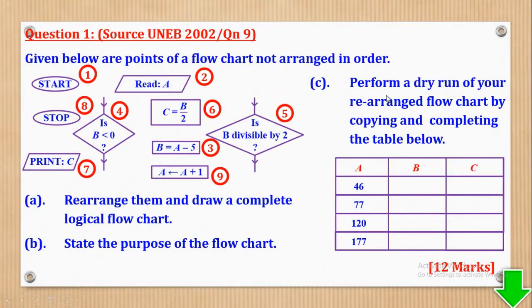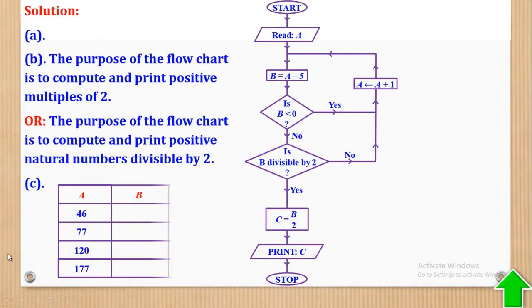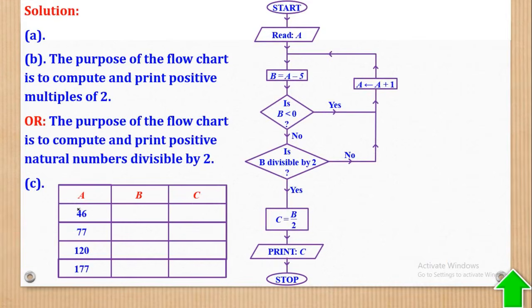perform a dry run of your rearranged flowchart by copying and completing the table below. So the given table was that, then you have to complete it. So the starting value of A is 46, so you come and put here 46. So from there you go here, 46 minus 5 gives you the value of B as 41. Then from here ask yourself, is B less than 0? In other words, is B negative?